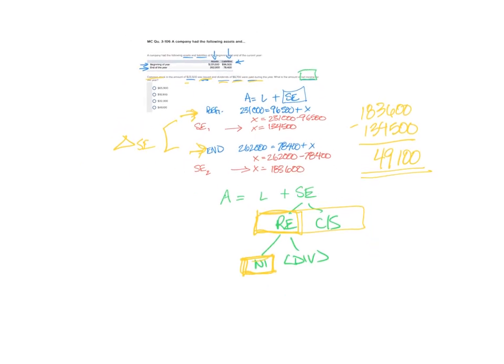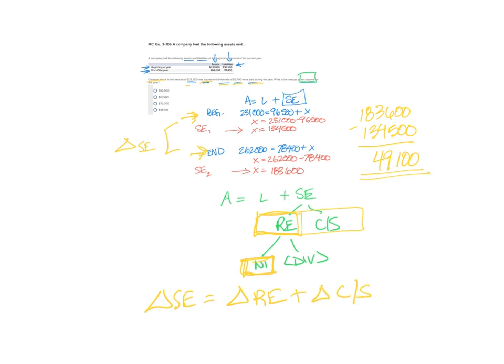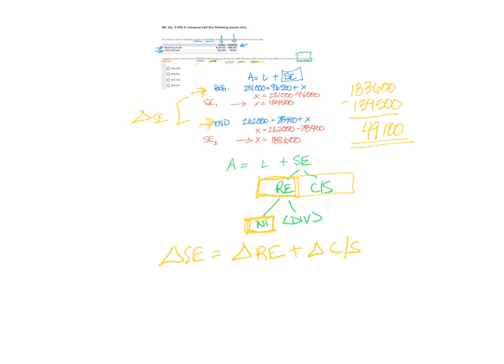Therefore, we could say something like this. The change in stockholders' equity is equal to the change in retained earnings plus the change in common stock. We could also then say that the change in retained earnings is equal to net income minus dividends. So the change in stockholders' equity is equal to net income minus dividends plus the change in common stock. Now we plug in to see if we have one variable, and if we do, we can go ahead and solve. Our change in stockholders' equity was 49,100.